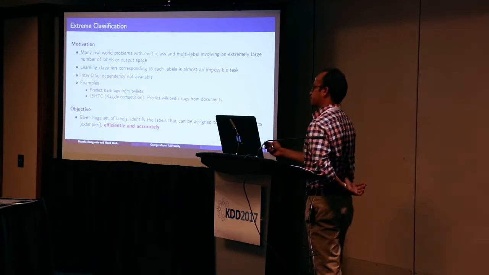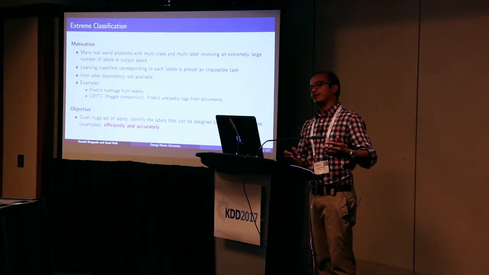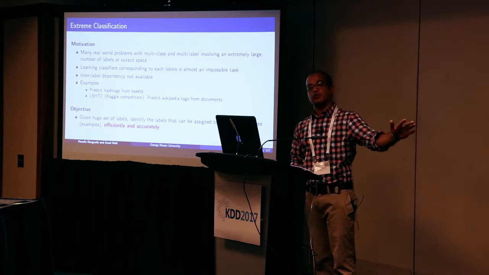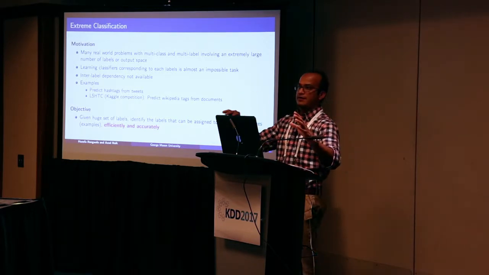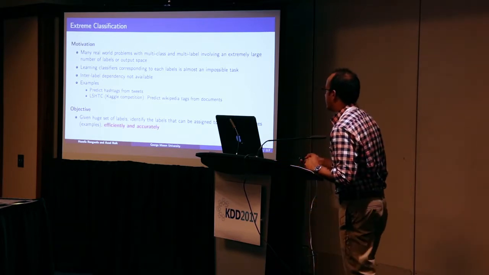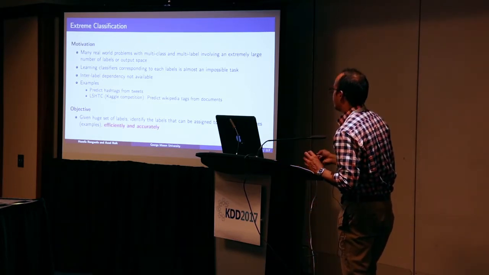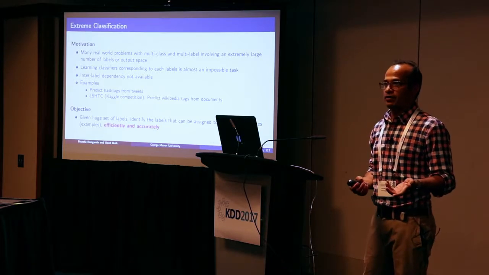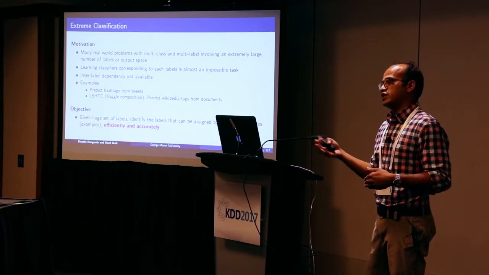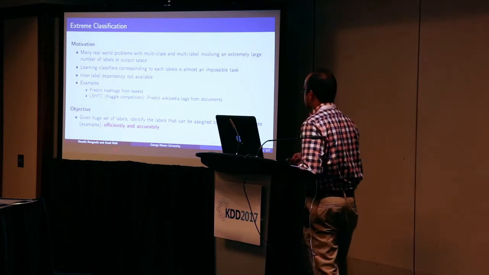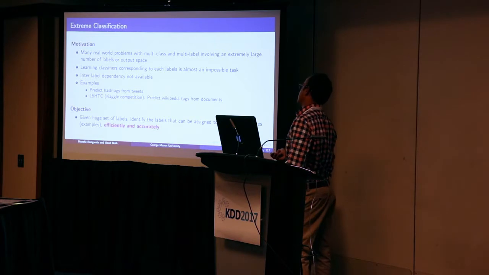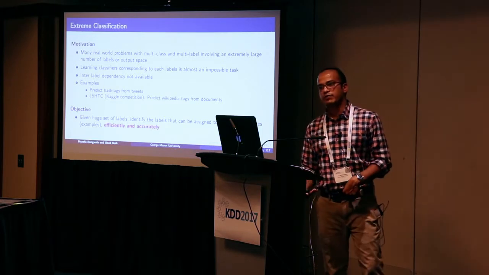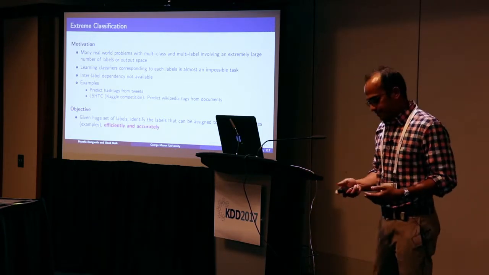Typical examples: you want to predict hashtags from tweets. As tweets are coming, you want to recommend different tweets to people. So one idea is that you could classify the tweets to the hashtags, and you could reclassify your old tweets to go back to the currently evolved hashtags. The other one is where LSHTC ran a competition where you want to predict Wikipedia tags from documents. Tags can be anything, right? I can define a tag, and if that tag becomes popular, given a Wikipedia document, can I classify what tag it is? So the objective is, given this huge set of labels, to identify the labels that can be assigned to unlabeled instances efficiently and accurately. Efficiently means we want to do this very, very quickly, and accurately means as accurate as possible.